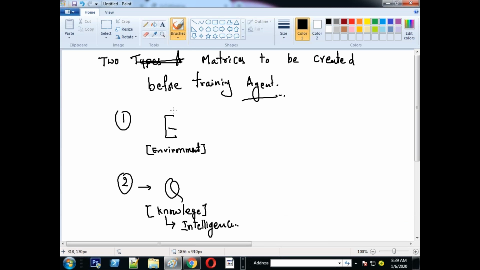What are the three spaces into this one? State space, reward space, action space. The size should be S by A. That means number of states by number of actions.